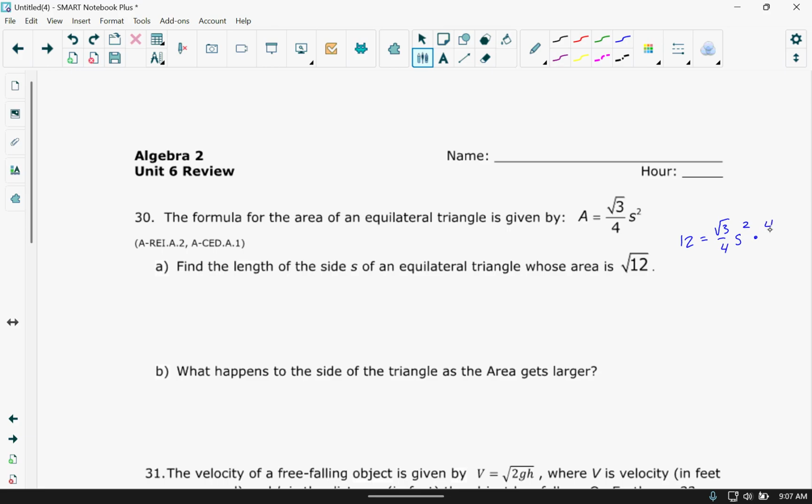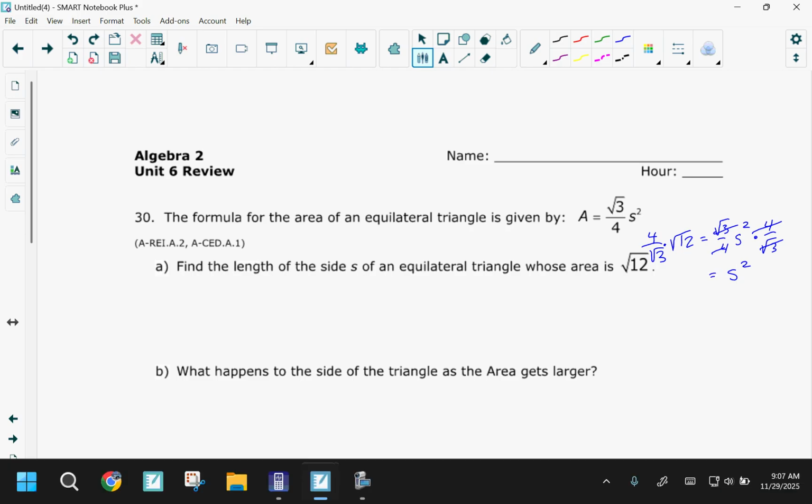So I'm going to multiply it by 4 over the square root of 3. Make sure that 12 stays in the square root. So then I'm going to multiply this by 4 over square root of 3. All of this fraction over here will cancel, and we'll be left with s squared equals. I'm going to type that into the calculator and see what it gives me.